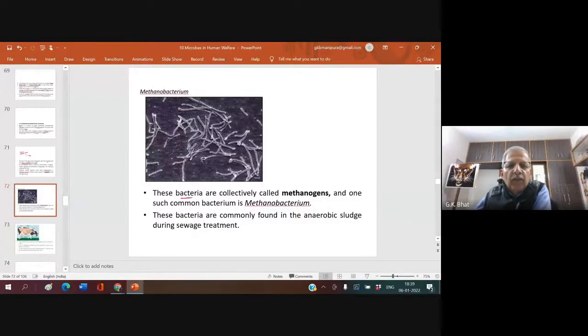These bacteria, methanogenic bacteria, are collectively called methanogens, and one such common bacterium is Methanobacterium. What does Methanobacterium do? It produces methane. Collectively called methanogens, gen is production. These bacteria are commonly found in anaerobic sludge during sewage treatment. Anaerobic, you know that.